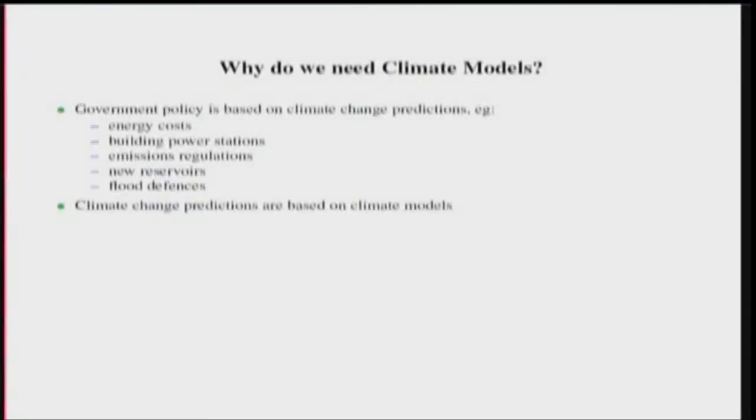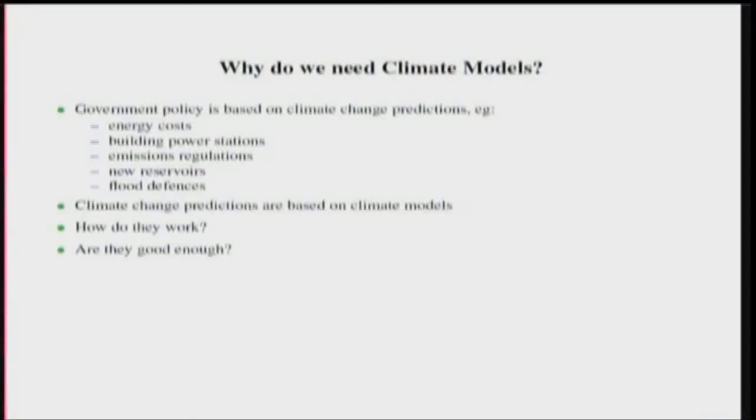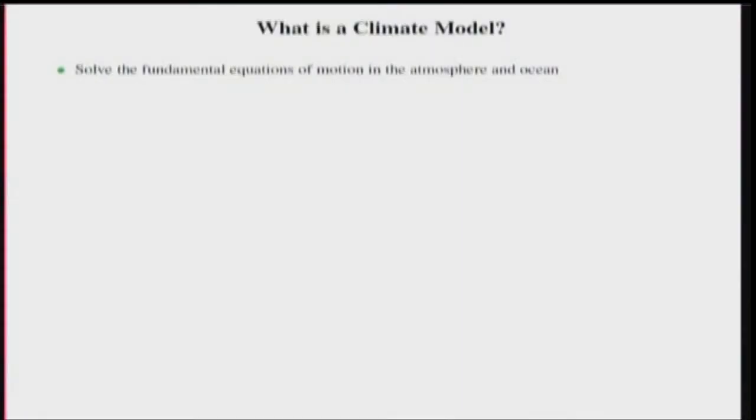So I'm going to describe in very basic terms how climate models work. Are they good enough to answer all these questions that we're asking of them, and could they do better? First I'm going to describe in a very fundamental way what a climate model is. The dynamical core, the very heart of a climate model, solves the fundamental equations of motion in the atmosphere and ocean. These are very accurate equations. They're old-fashioned Newtonian physics, but for predicting the weather and climate, they are very accurate.